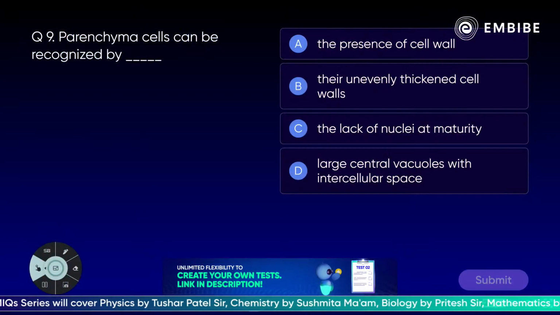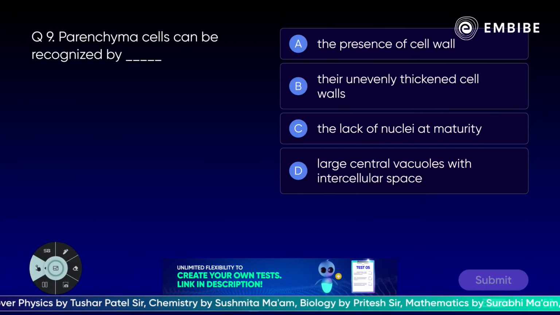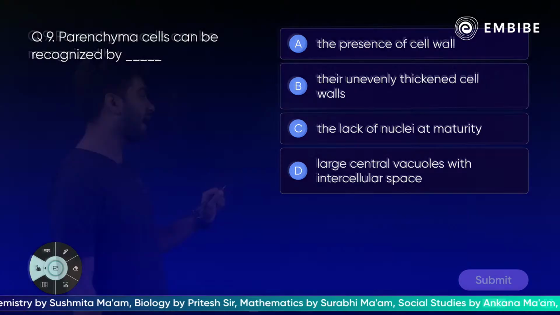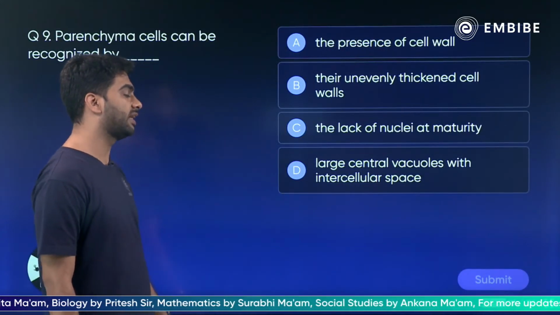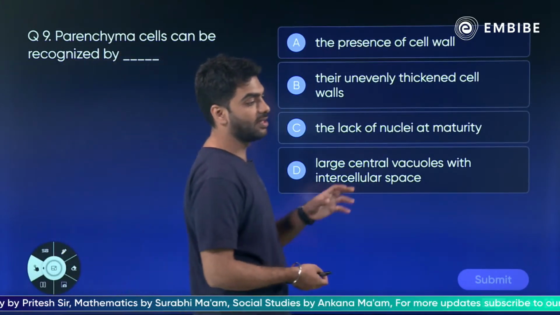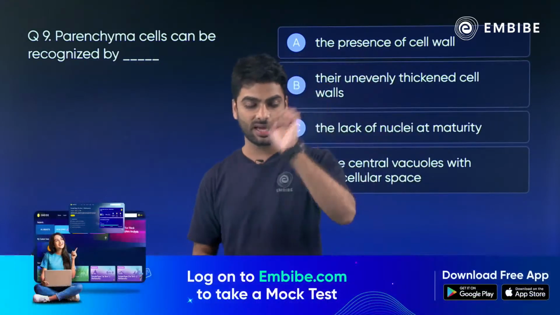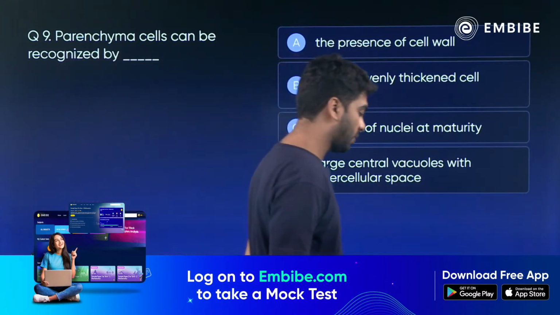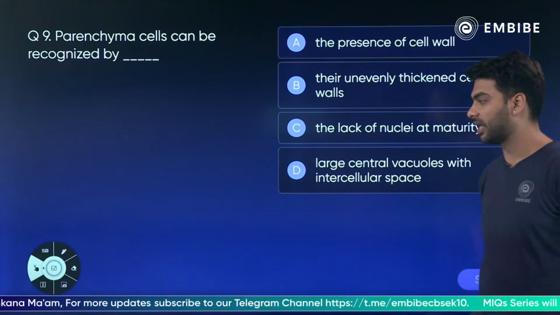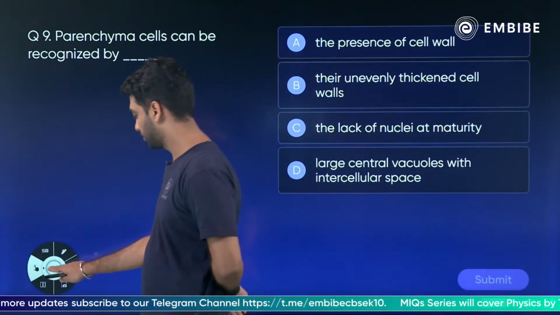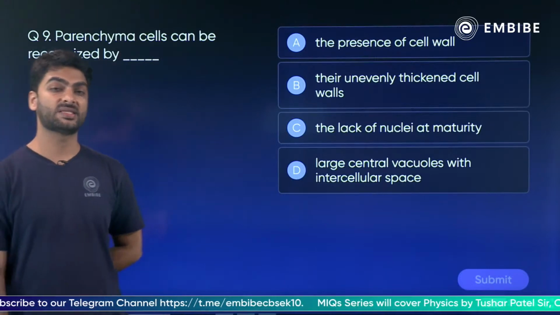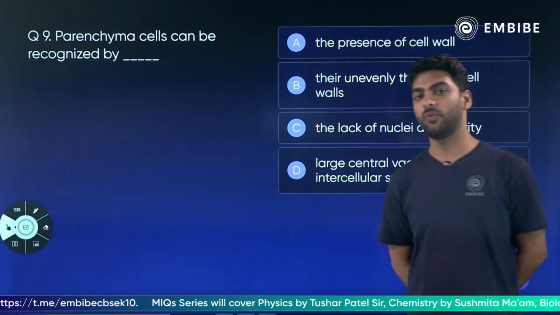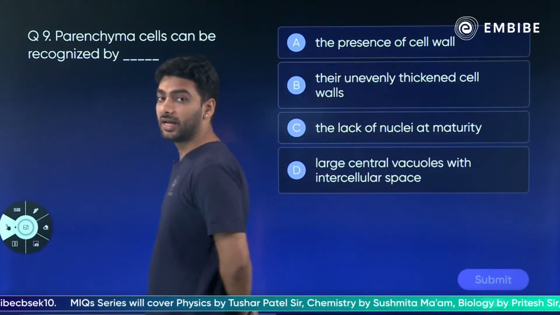Parenchyma cells can be recognized by: how will you recognize parenchyma? By the presence of a cell wall, unevenly thickened cell wall, lack of nuclei at maturity, or large central vacuole with intercellular space. How will you recognize whether there is parenchyma or not? Think and answer. Again, 30 seconds. Come on, very quick. How will you say whether the cell is a parenchyma cell, collenchyma cell or sclerenchyma cell? What are the characteristics?